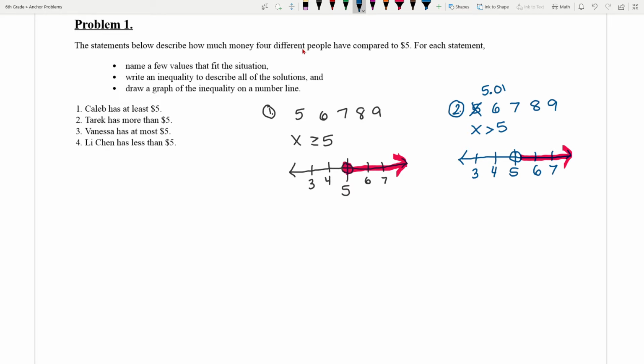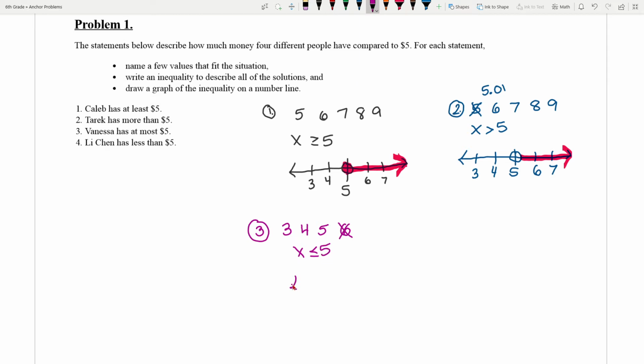Now Vanessa has at most $5. How is this one different from the rest? Well, if she has at most $5, is 5 true? Yes, it is. I mean, 5 is at most 5. Is 6 true? No. What about going backwards now? 4. Yeah, $4 would be at most 5, 3, 2, 1, and so on. So this number line and this inequality, it looks like x is going to be less than or equal to 5.